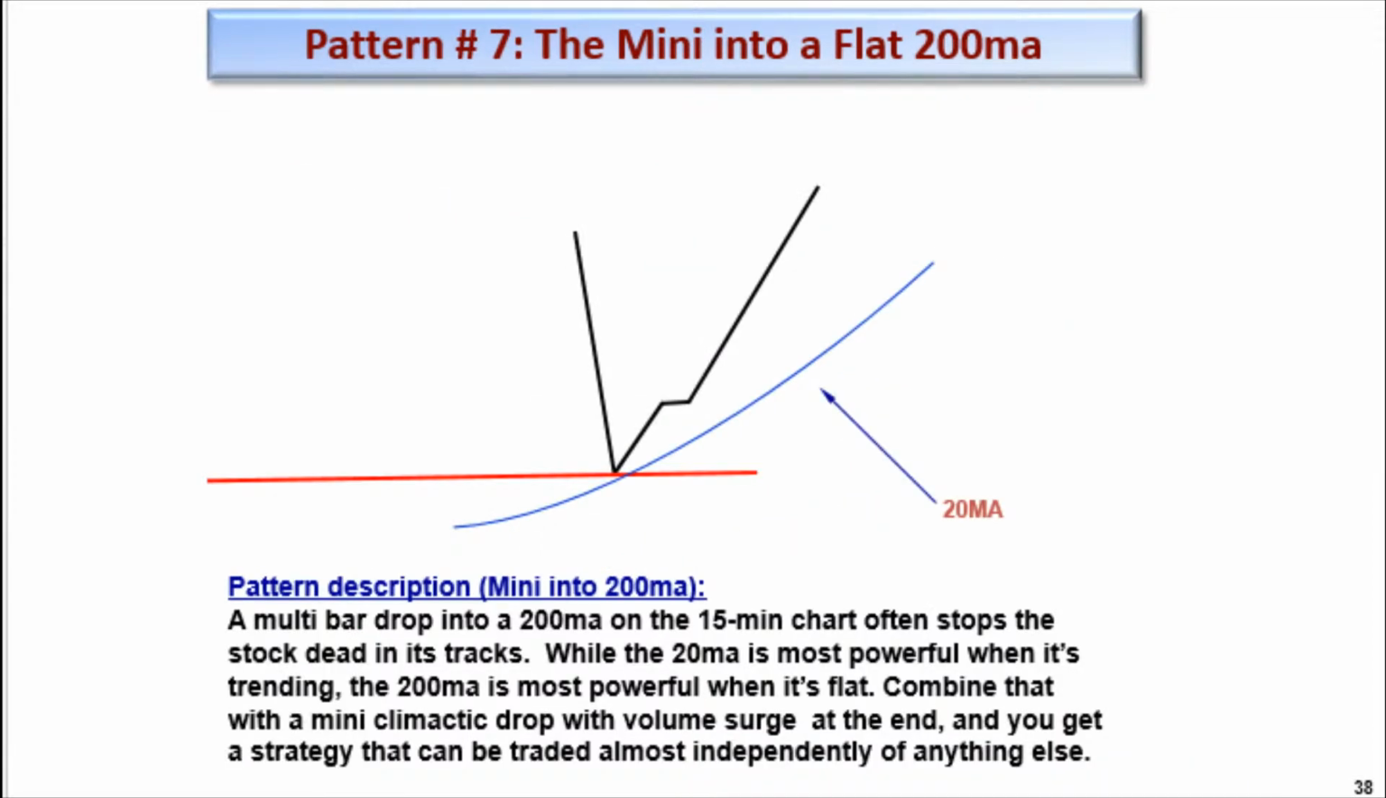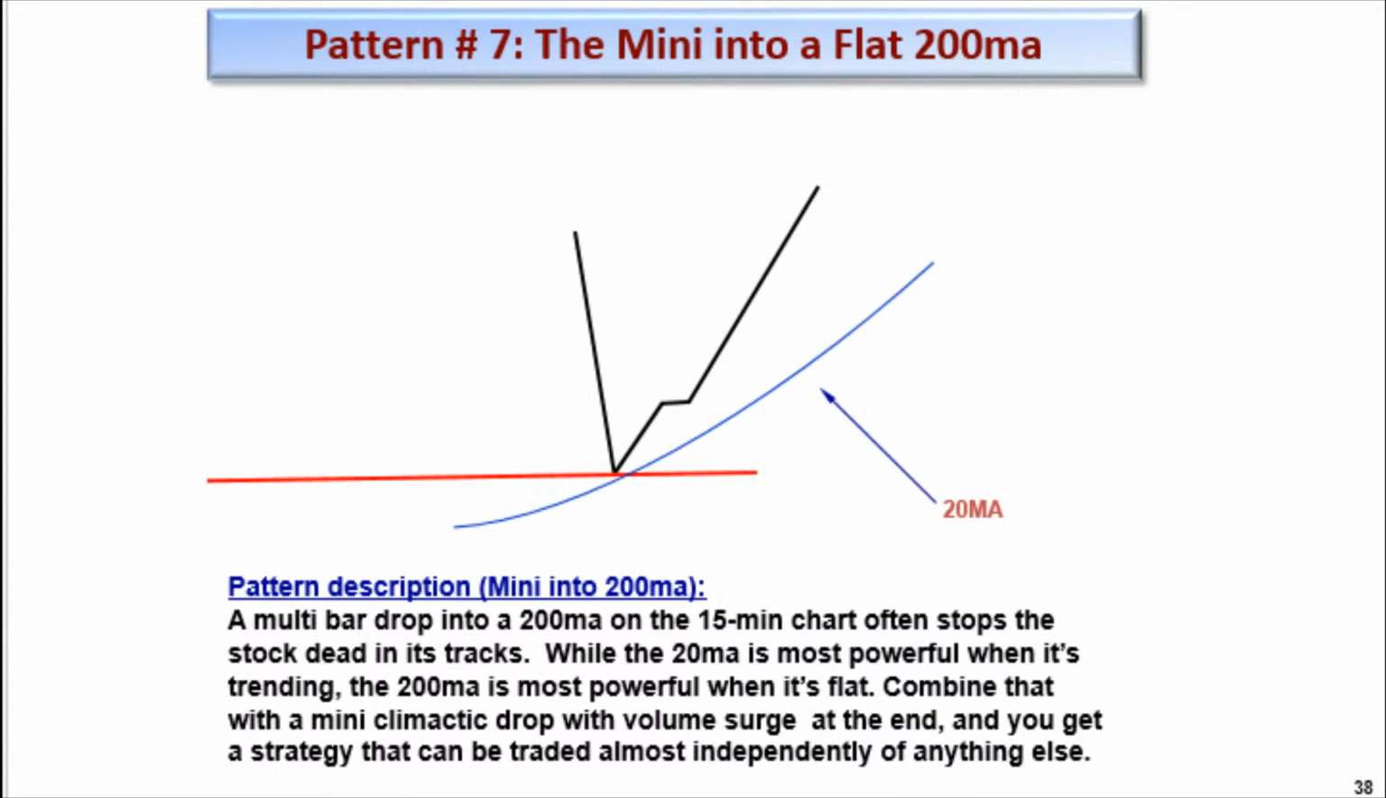All right. Pattern number 7 is the mini climactic, that is, into a flat 200 MA. A multi-bar drop into a 200 MA on the 15-minute chart often stops the stock dead in its tracks. While the 20 MA is most powerful when it's trending, the 200 is most powerful when it's flat. Combine that with a mini climactic drop with volume surge at the end, and you get a strategy that can be traded almost independently of anything else.